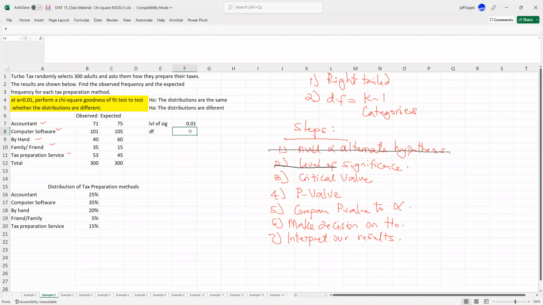So we can decide to find that, right? So that will be equal to our count. We're going to count this minus 1. And so we know we have 4, right? And that's our degrees of freedom. 1, 2, 3, 4, 5 minus 1 gives us 4. All right, so we got our degrees of freedom.